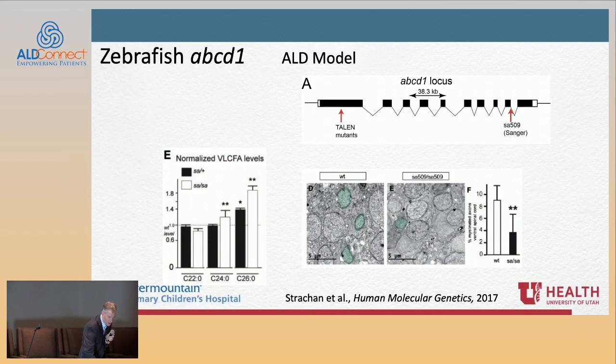About 5 years ago now, we developed a zebrafish model of ALD. The zebrafish model has the same things that happen in people. They have higher very long chain fatty acid levels. They lose myelin. They have effects on the spinal cord. They also have a motor phenotype.